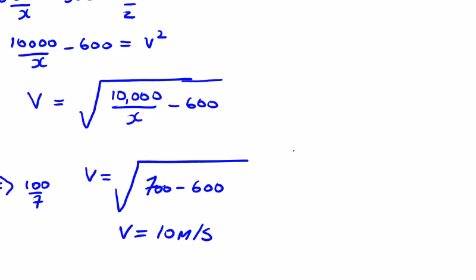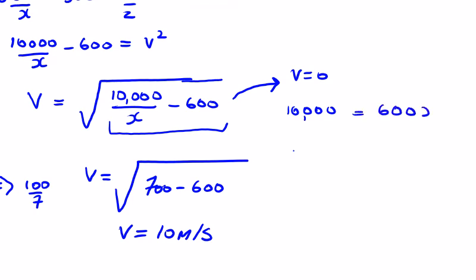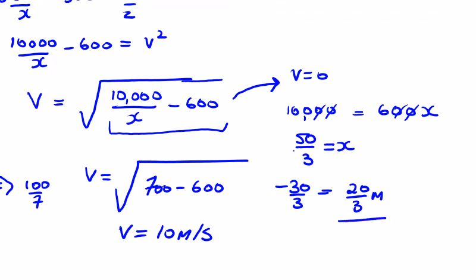And then the greatest height reached, which is the next part, this velocity will have to be equal to 0. So for it to be equal to 0, these two things will need to be equal to each other. So we're going to get 10,000 over x is equal to 600. So multiply across by x, divide across by 100, and divide across by 6, 100 over 6, 50 over 3 is equal to x. And then we'd have to take away 10, 30 over 3. So it will get 20 over 3 meters above the surface.